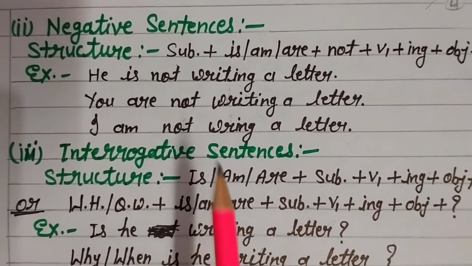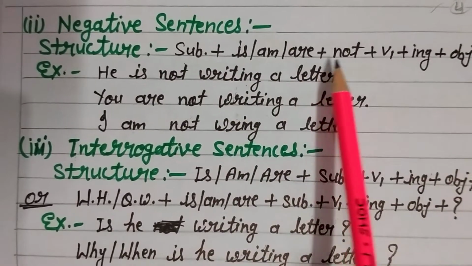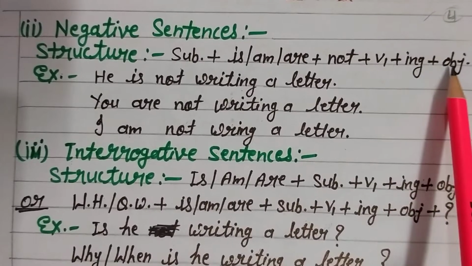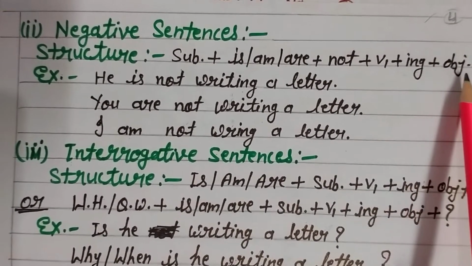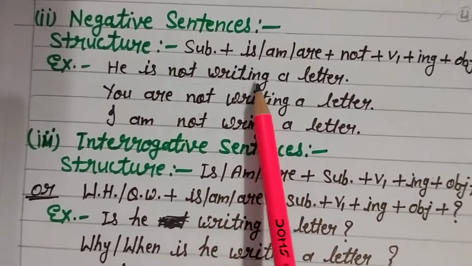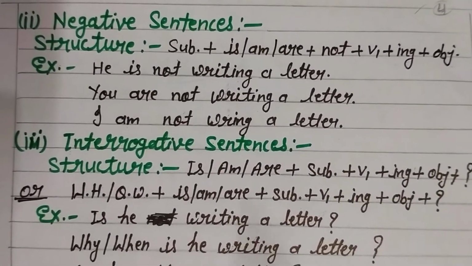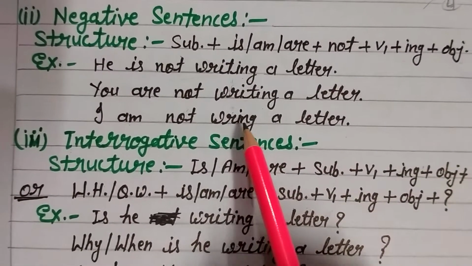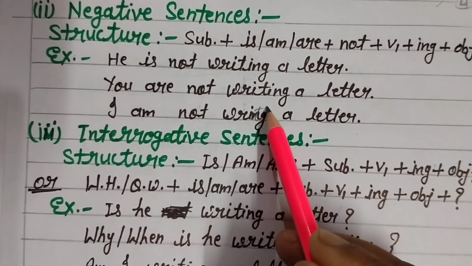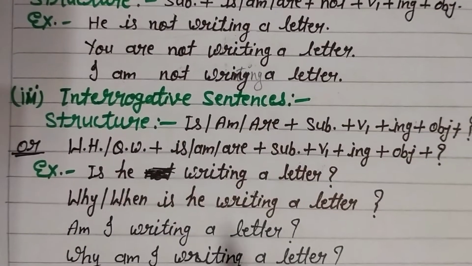Negative sentences. Structure: subject plus is, am, are plus not plus verb's first form with ing. It means the ing form of the verb, and then object. Here are some examples. He is not writing a letter. You are not writing a letter. I am not writing a letter. Here is a spelling mistake in writing. Okay. We have to correct it.